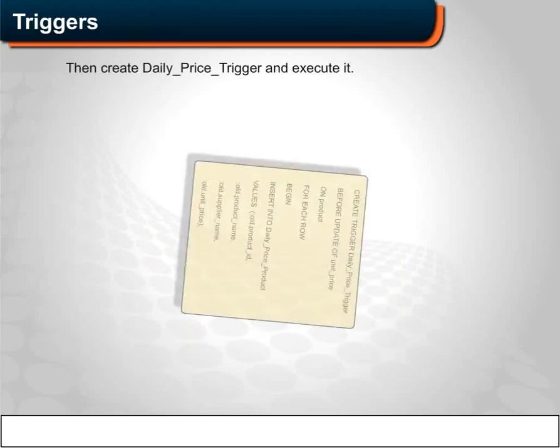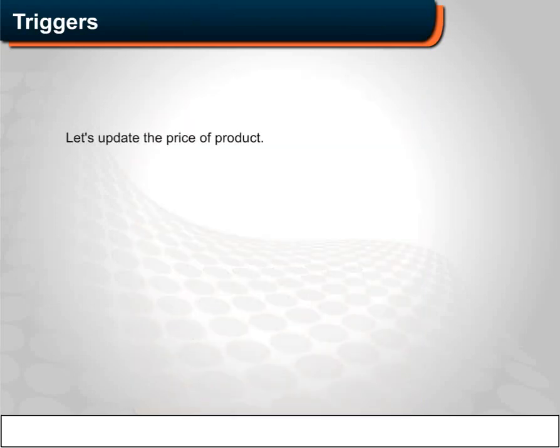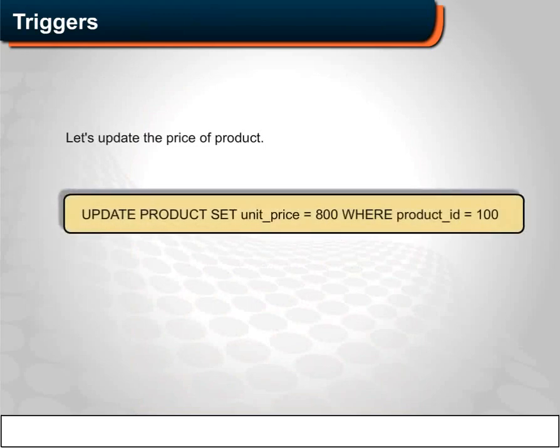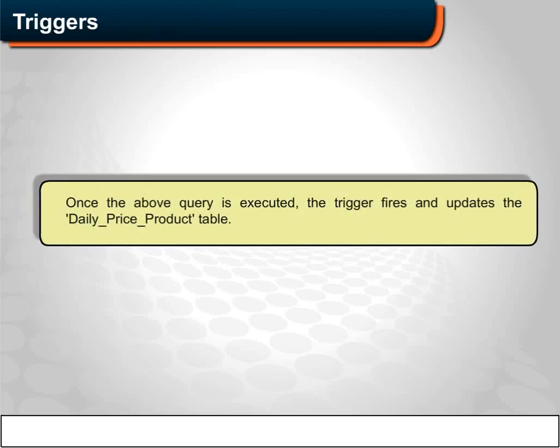Then create daily price trigger and execute it. Let's update the price of product. Once the above query is executed, the trigger fires and updates the daily price product table.